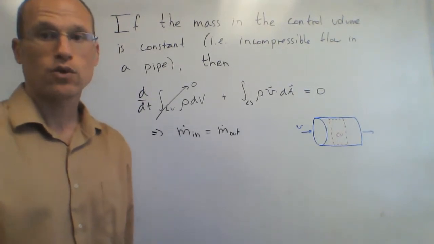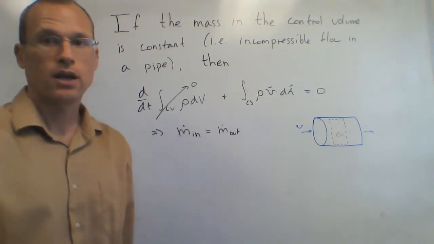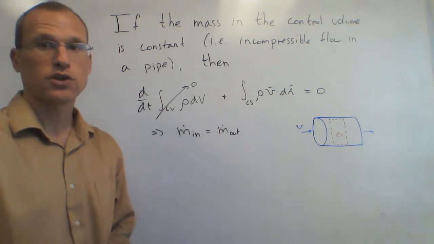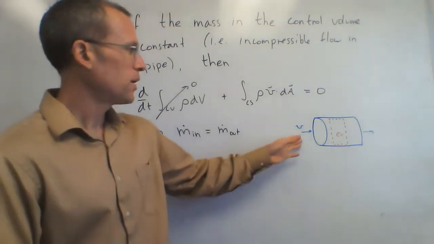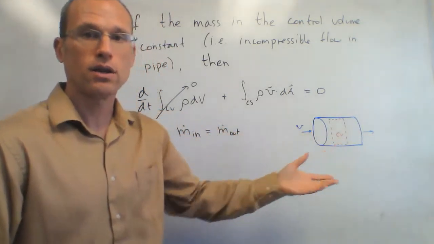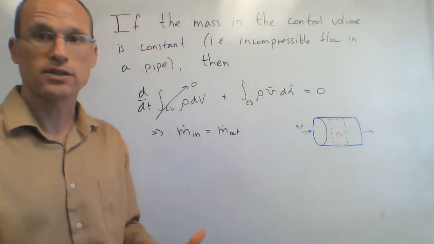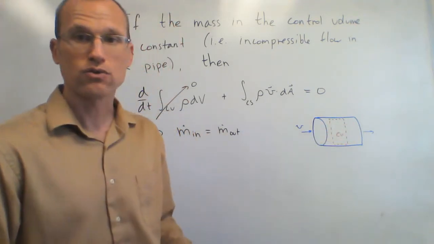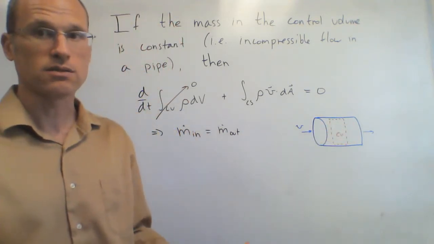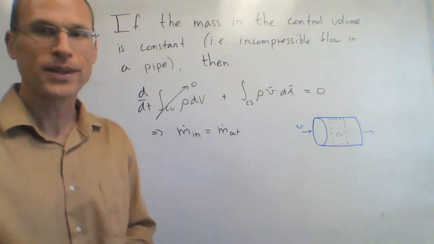If I have a situation where the mass in my control volume is constant, a situation where this occurs would be something like incompressible flow through a pipe. So I have a pipe, velocity coming in, velocity going out, and density is not changing because it's incompressible. I have some control volume here. Whatever the mass in that control volume is at any time has to be the same, because it's not like there's a leak in the pipe, hopefully.